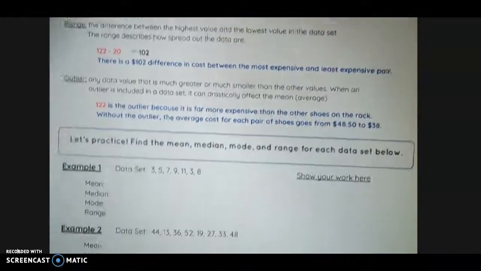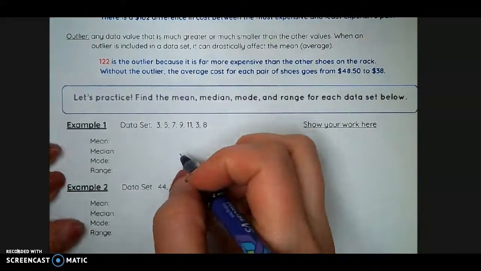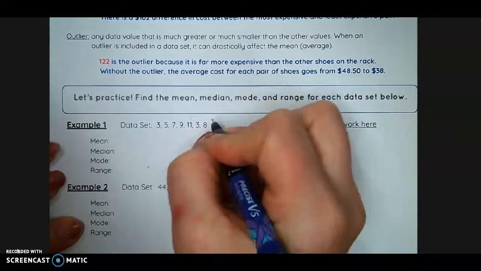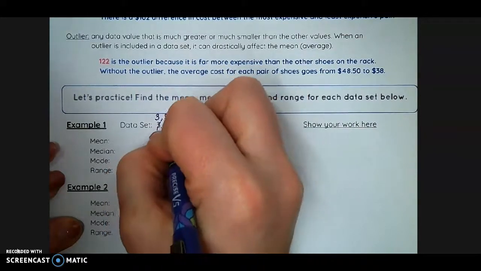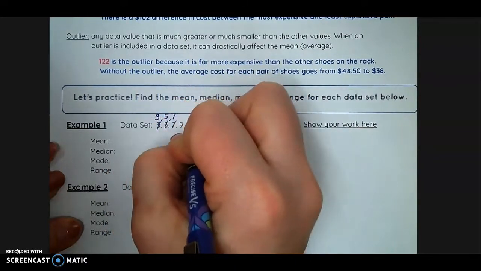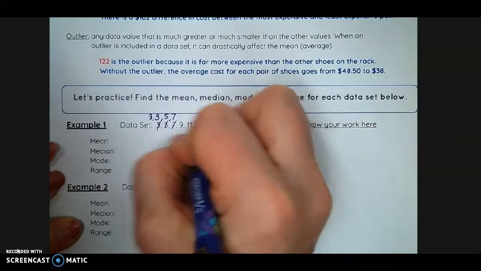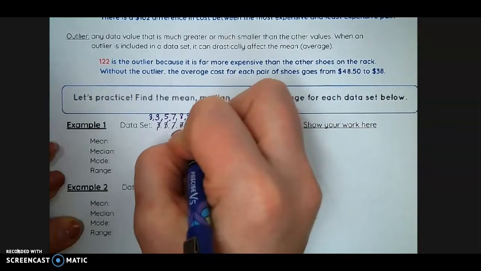Down here at the bottom, we're going to practice putting those terms to work. So on my first data set, I'm going to take it right away and put it in order from least to greatest. And as I do that, I'm going to mark them off my list. And then look, I see I forgot the number 3 down here. So that's why if you mark them off, it kind of helps you keep track of which ones you've used.